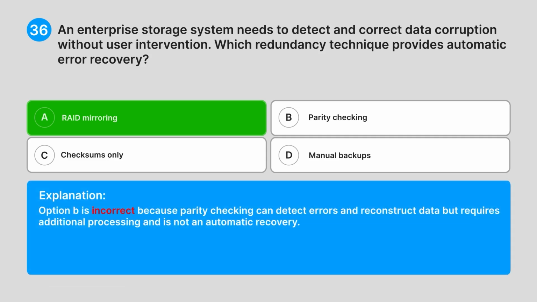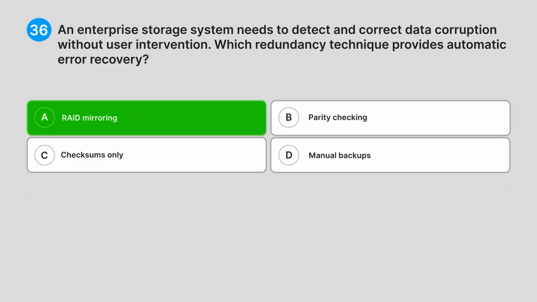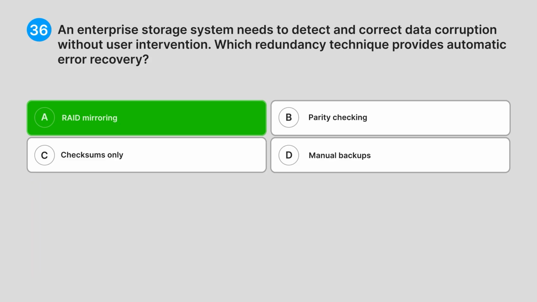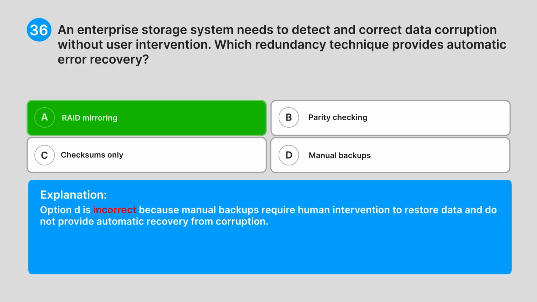Option B is incorrect because parity checking can detect errors and reconstruct data but requires additional processing and is not an automatic recovery. Option C is incorrect because checksums only detect corruption, but cannot correct errors without additional redundant data for reconstruction. Option D is incorrect because manual backups require human intervention to restore data and do not provide automatic recovery from corruption.